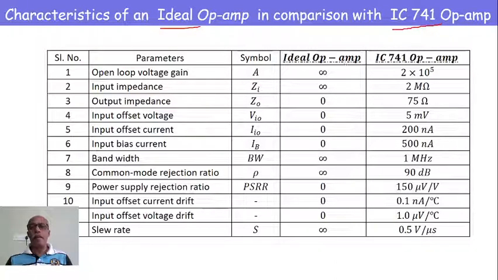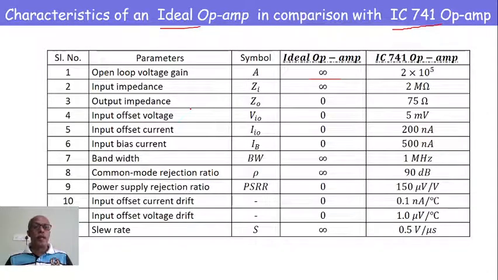If the operational amplifier is ideal, this value should be infinite, but in IC741 it will be 2 into 10 power 5, a larger value. The input impedance is represented by Zi, and for an ideal op amp its value will be infinite, whereas for the IC741 it is 2 into 10 power 6 ohm, 2 mega ohm.